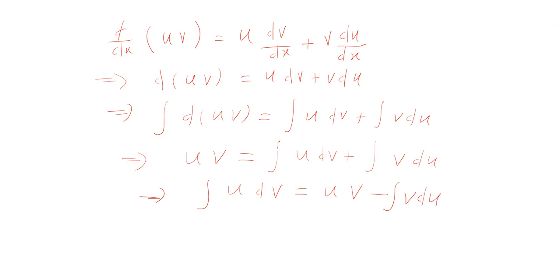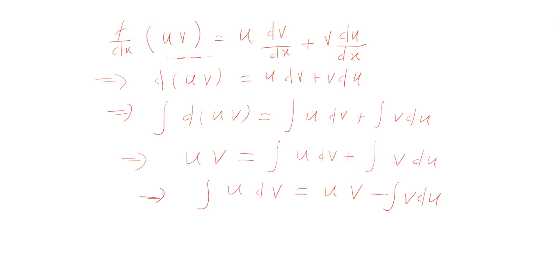Let me just repeat the whole process. You know very well d by dx of uv is equal to u dv by dx plus v du by dx, and u, v are functions of x. Now what I will do here is, this is called differentiation. Without dx in the denominator, if you write, we call it as differential coefficient. Therefore d of uv here is u dv plus v du.